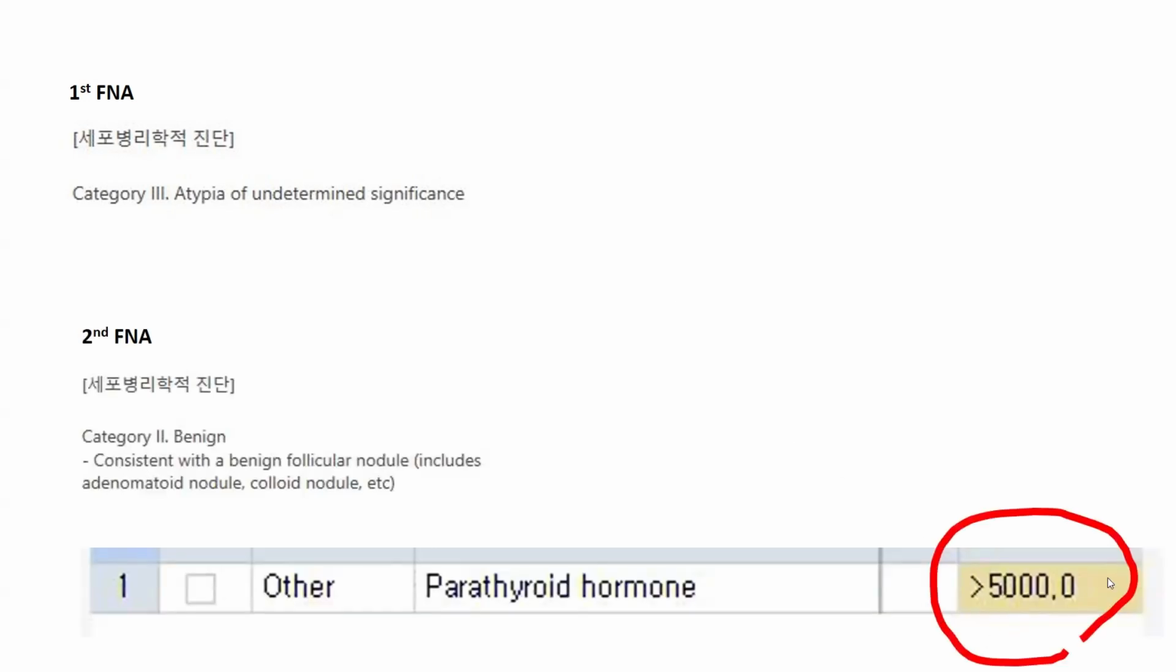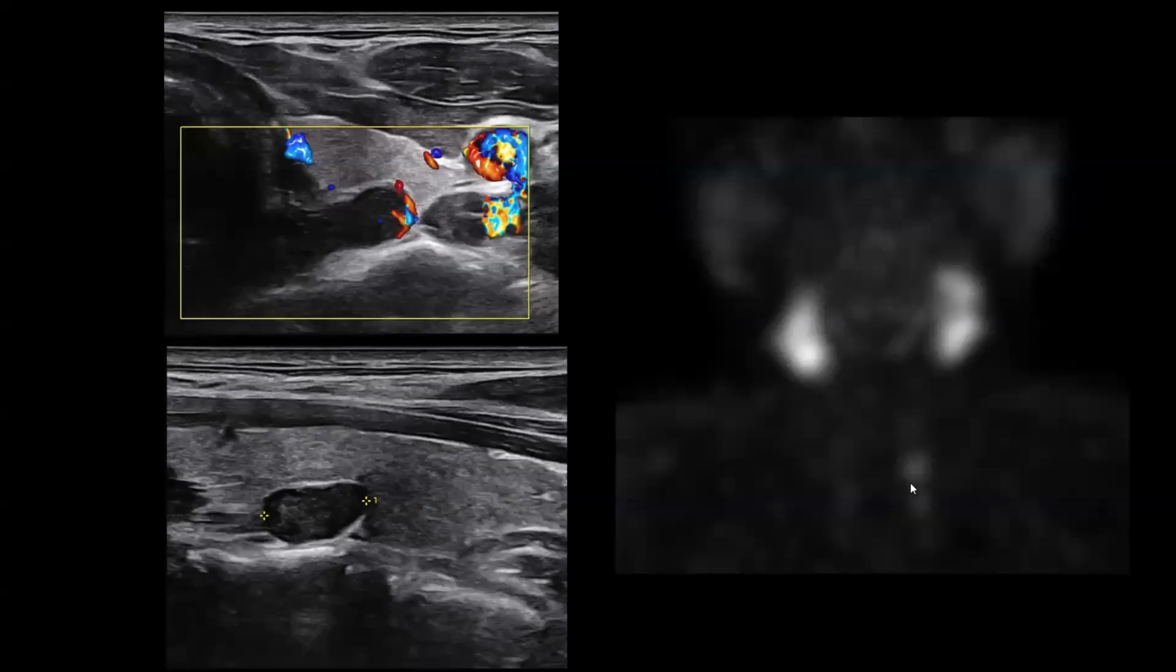The lesion can be diagnosed as a parathyroid lesion based on a high parathyroid hormone level at FNA washouts, although the FNA result was benign. As you can see, it is difficult to distinguish between thyroid and parathyroid lesions by cytology. On a parathyroid scan, there was an uptake at the lesion.